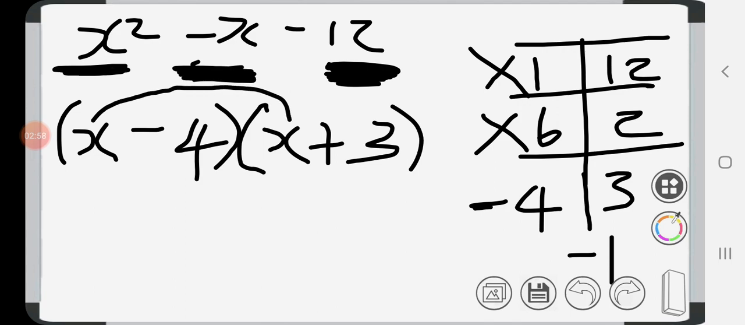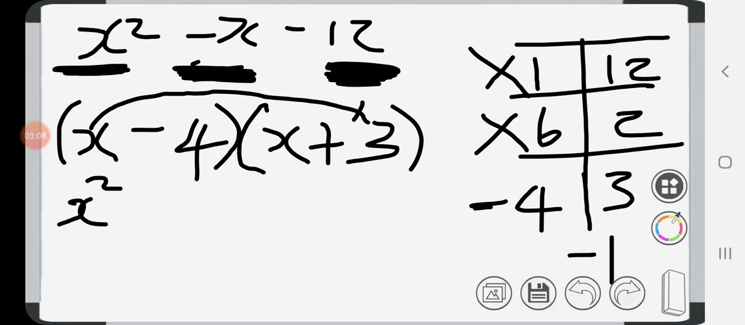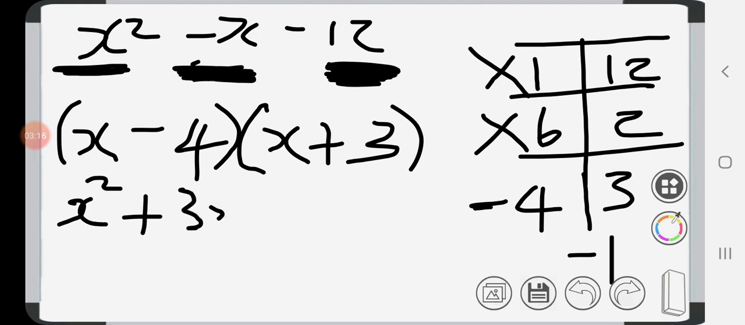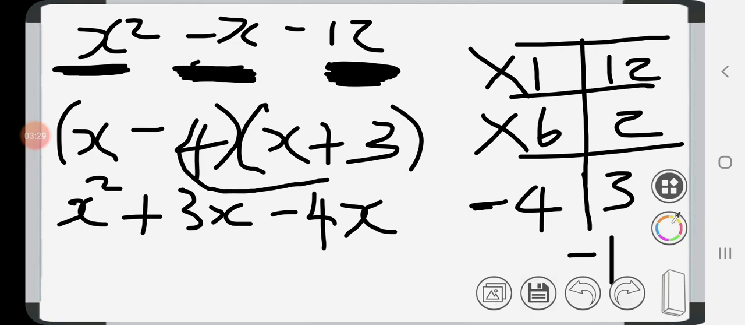If you take x and multiply it with that, then you get x squared. Now you take the same x, you multiply it with 3, then you get positive 3x. Now you take minus 4 and you multiply it with x, you get minus 4x. And lastly, you take the minus 4, you multiply it with 3, you get minus 12.